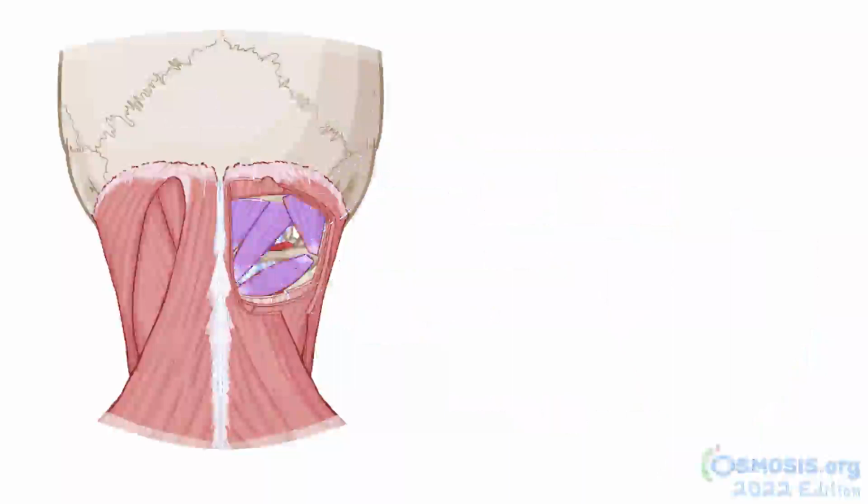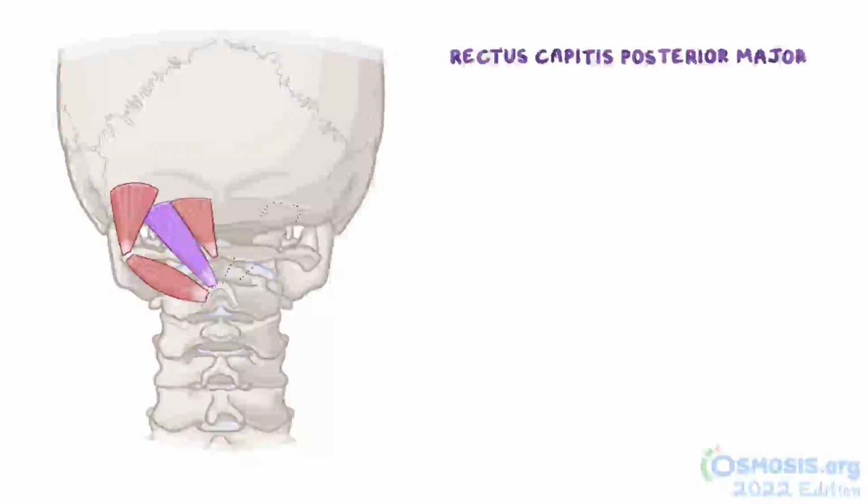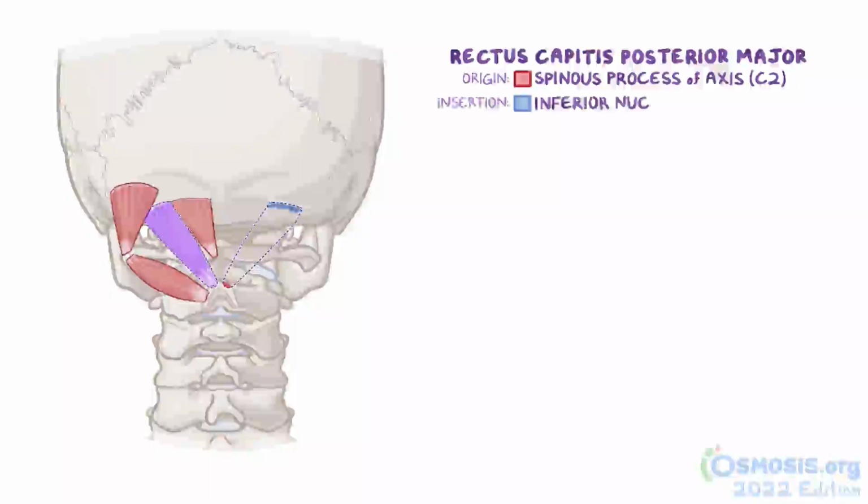Now, let's take a closer look at the muscles of the suboccipital region. There are 4 suboccipital muscles, which lie deep to the semispinalis capitis muscle. First, there's the rectus capitis posterior major, which originates on the spinous process of the axis or C2 vertebra and inserts on the lateral part of the inferior nuchal line of the occipital bone.